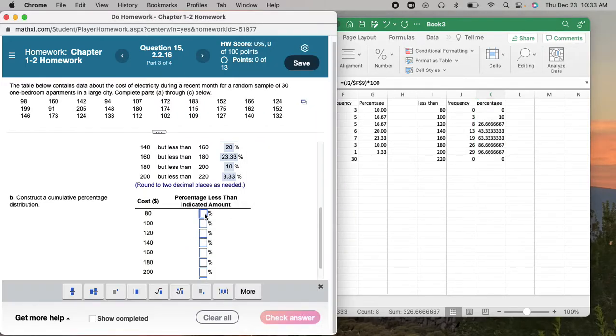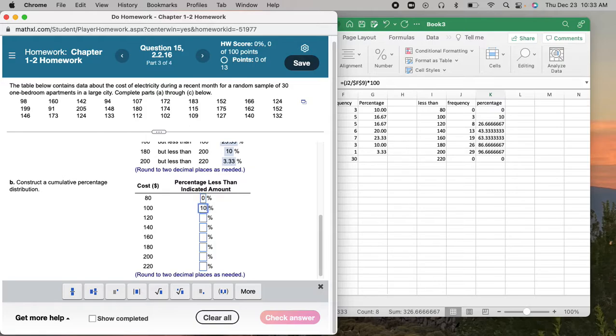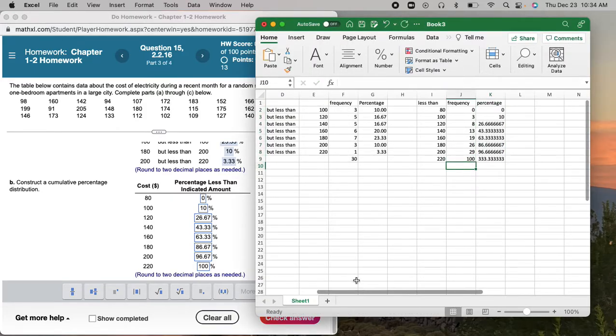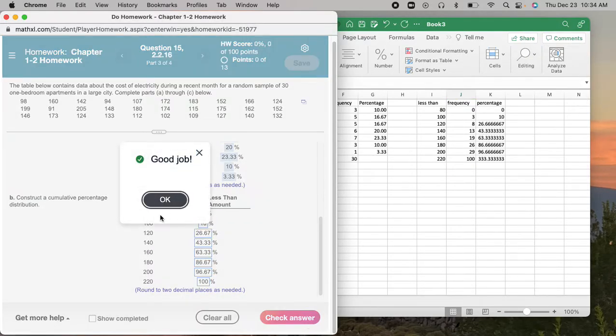Okay, so less than $80 we have 0, less than 100 we have 10%, less than 120 we have 26.67%, and less than 140 we have 43.33%, 63.33%, 86.67%, 96.67%, and finally we don't have anything. Oh, actually, hold on a second here. Less than indicated amount, percentage, less than indicated amount. Actually, this should be 100%, right? Why is this? Oh, this one here, this should be 100 because everything is less than 220, right? All right, let's check the answer, and everything looks good.